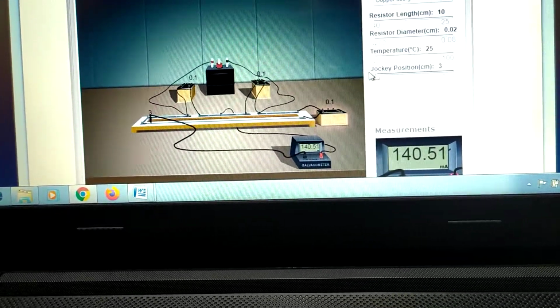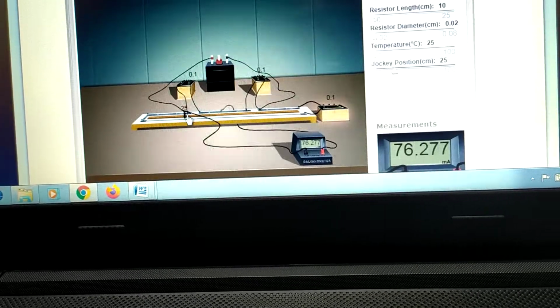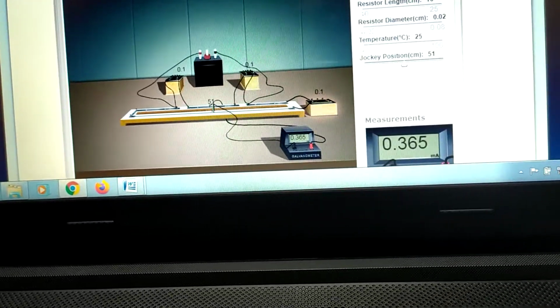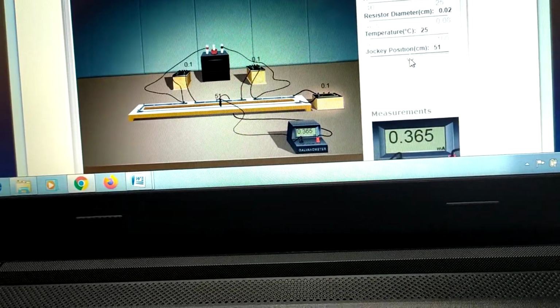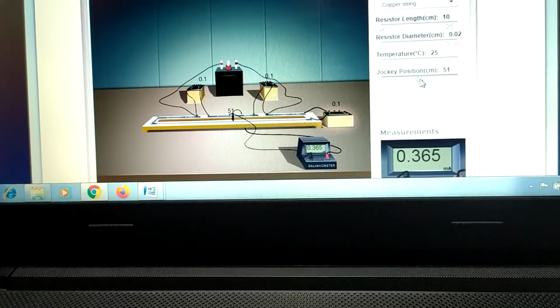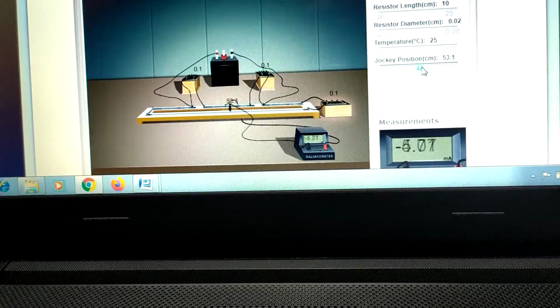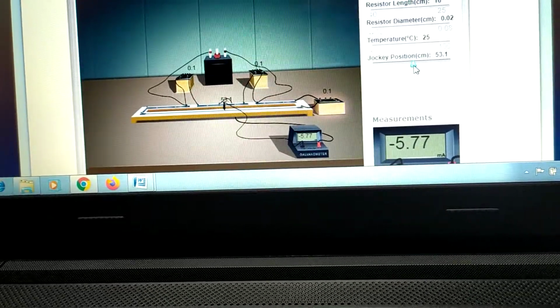Now this is the jockey. You slide the jockey and calculate the null deflection. Null deflection means zero deflection, so it's very close to 0. You make sure it will be 0 or very close to 0. Now it's negative, I am just trying to make it 0. You do it very carefully.